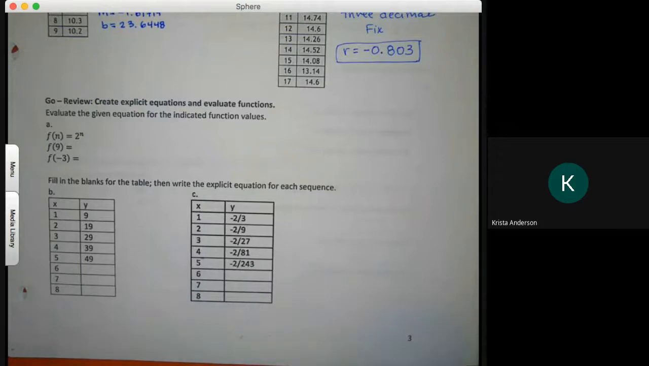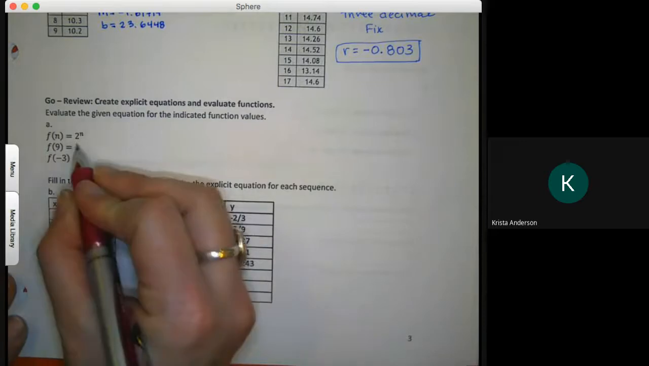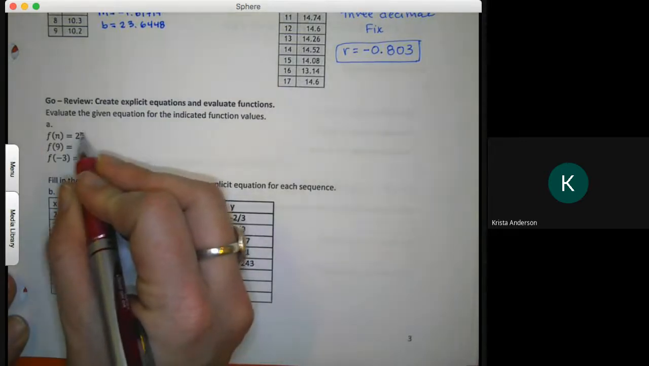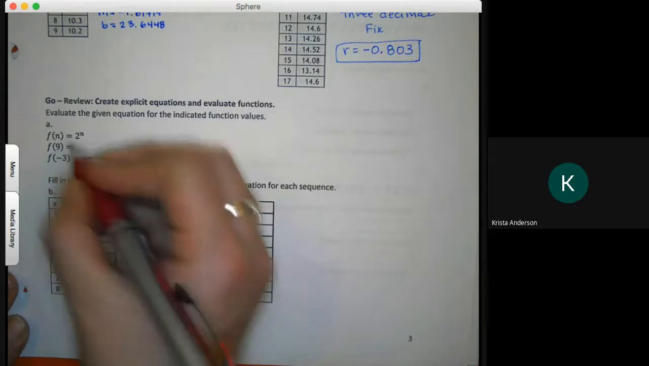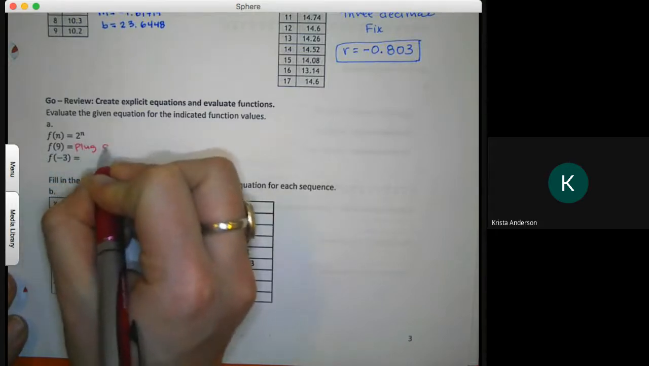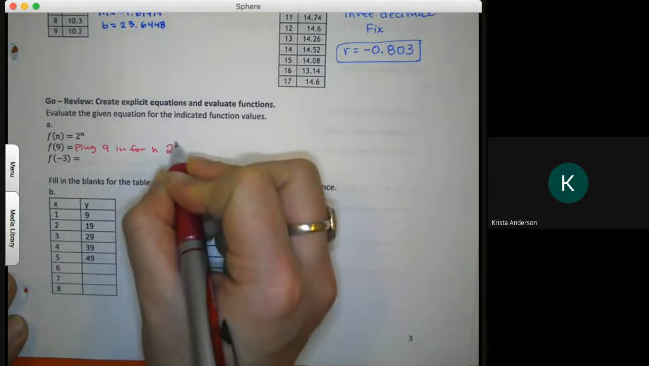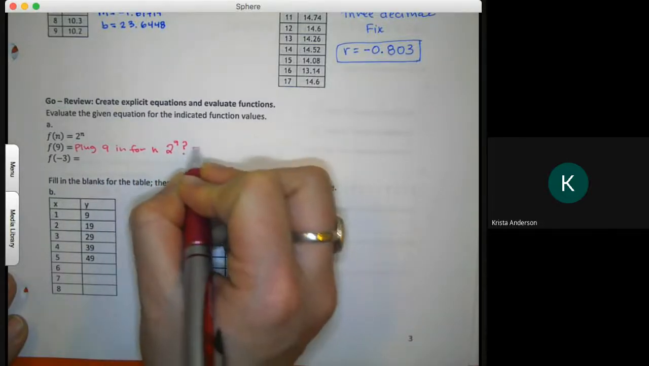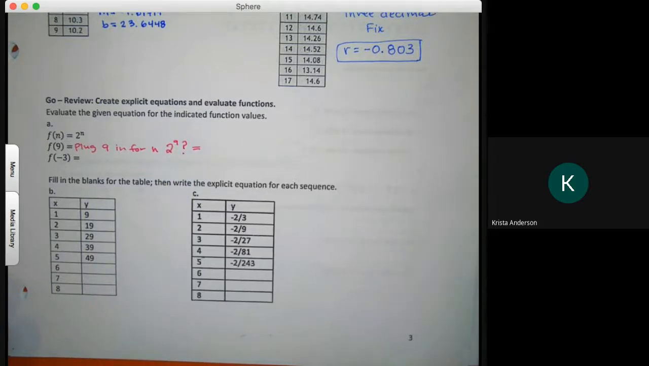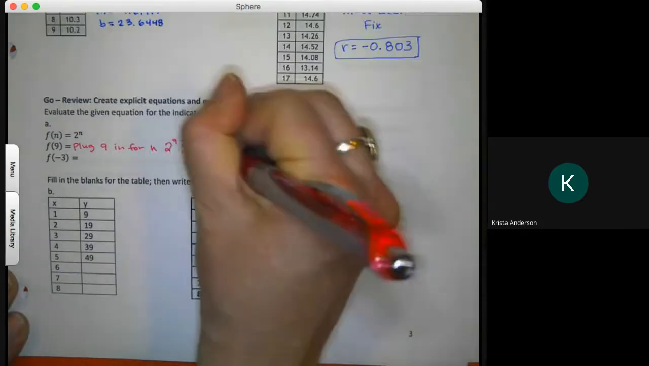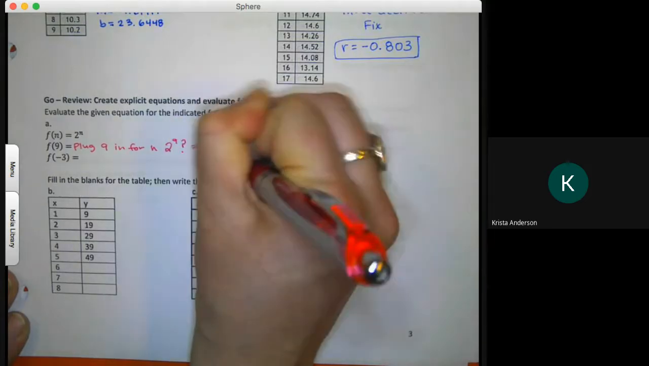Next section is create explicit equations. For the first one, it says evaluate. I'm given 2 to the power of n. It wants me to plug 9 in. So what is 2 to the power of 9? Oh, we did that one already? Good job. 512.